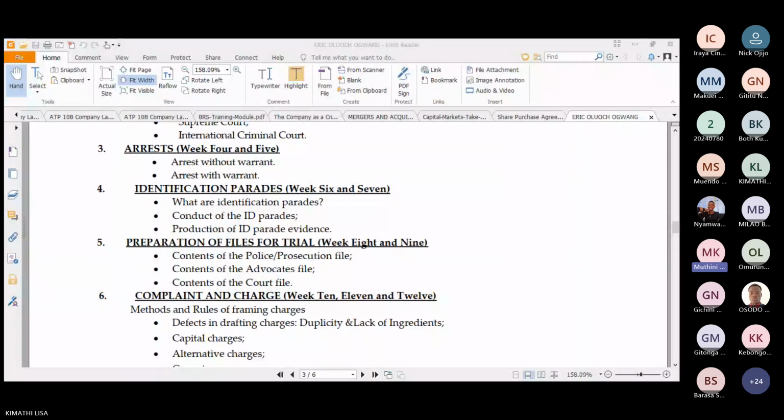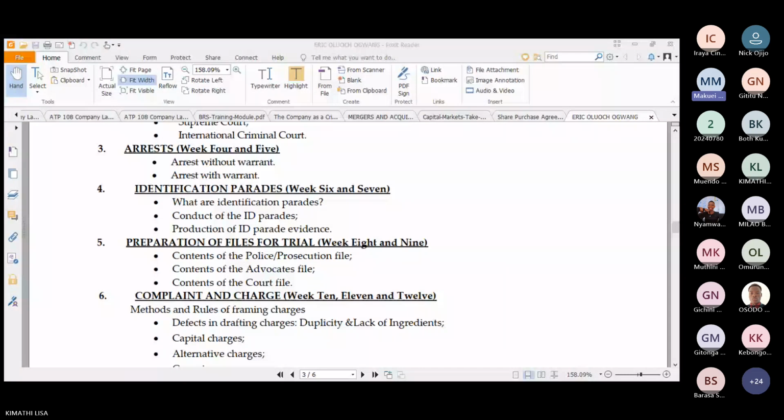Identification parade is an exercise that is usually undertaken in order for a complainant or a victim to identify the perpetrator of the particular crime. Okay. Thank you for that.